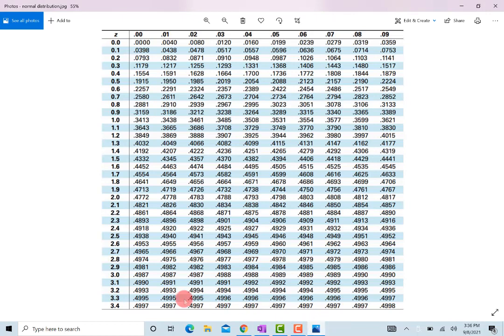All right, let's see. 0.49. No, not quite yet. And once again, I have two values that I'm in between, so I'll choose the closer one. So I have 2.3. It looks like 2.33.